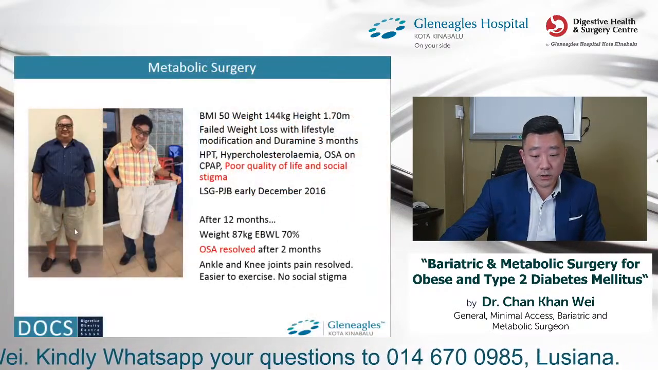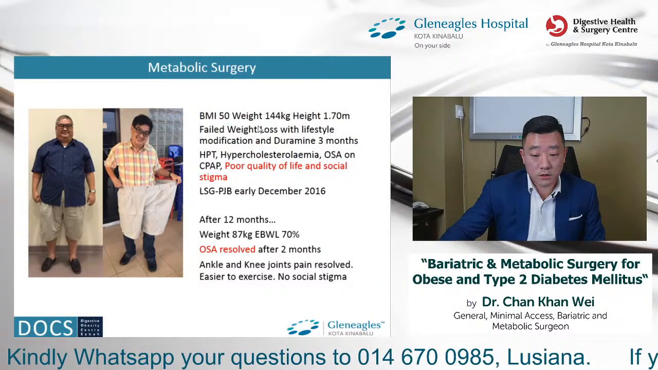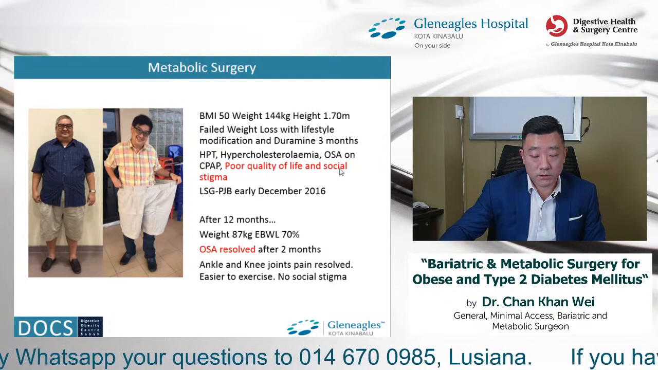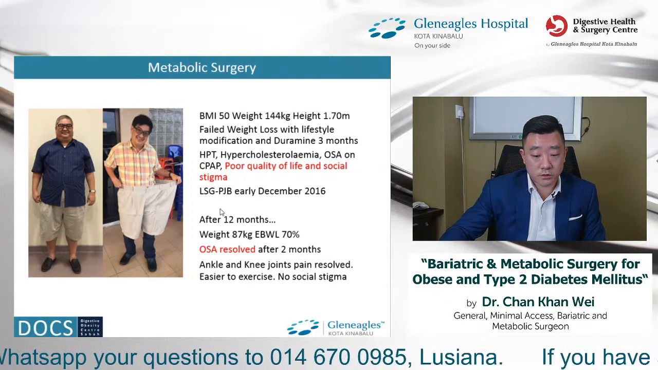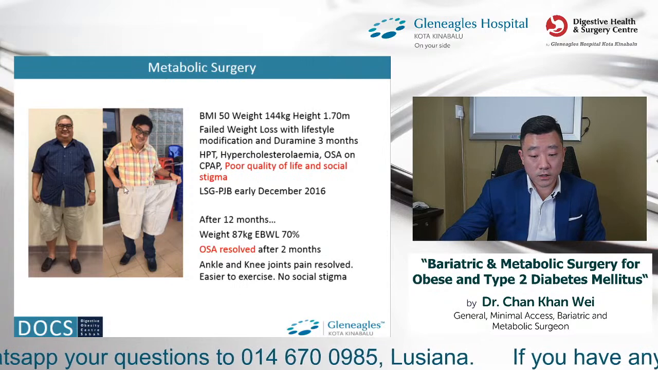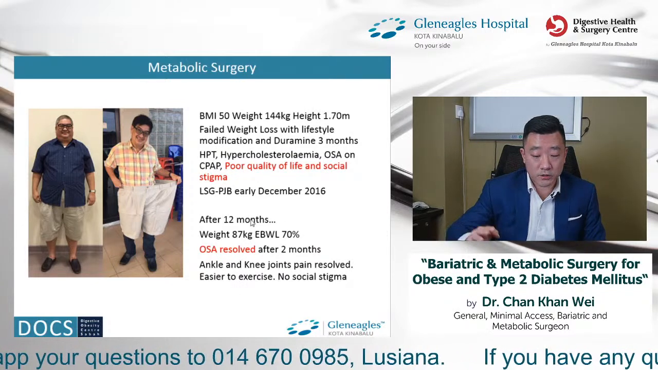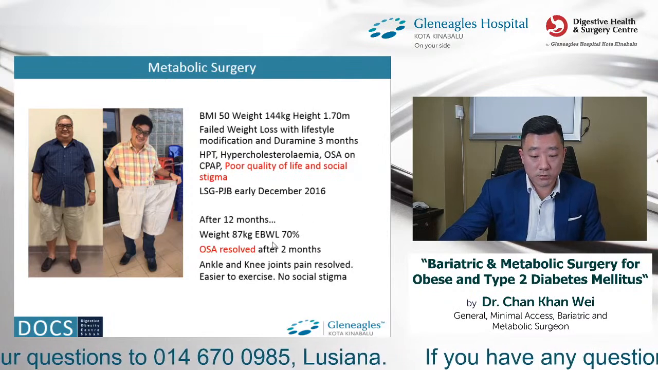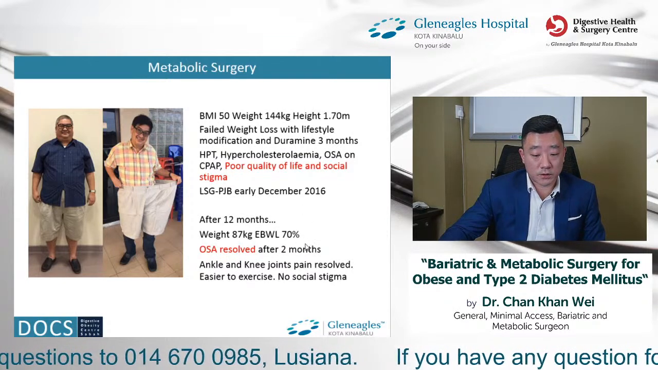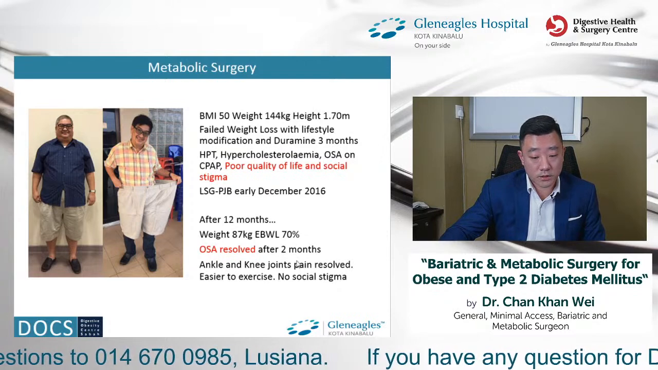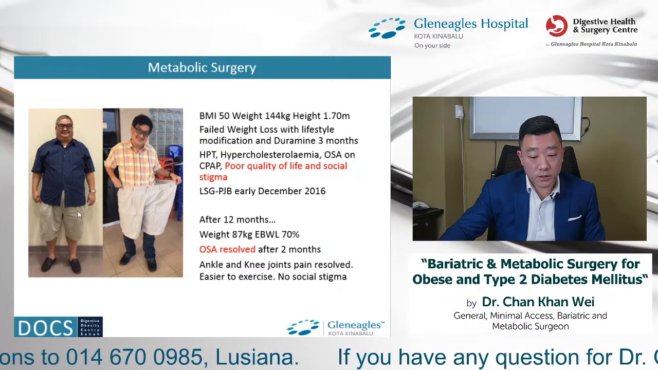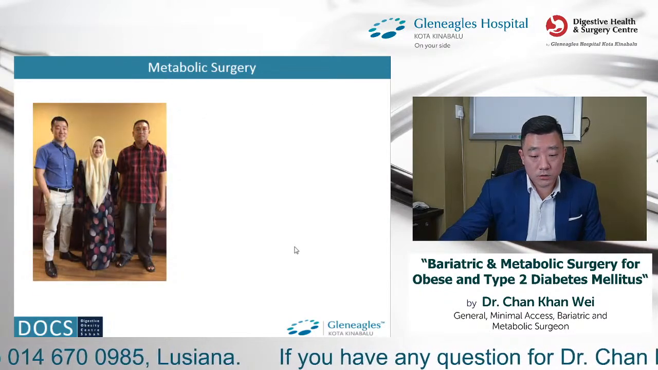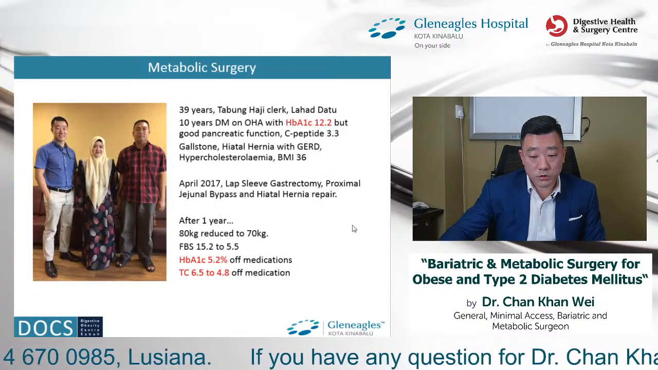This is one of our earlier patients who had a BMI of 50, a weight of 144, who has no diabetes but has poor quality of life because of obstructive sleep apnea and social stigma. So he had a sleeve gastrectomy with a small bowel bypass. After 12 months, he was able to achieve 70% excess body weight loss, resolve OSA, and of course, he can show you the same pants he was wearing before the operation.